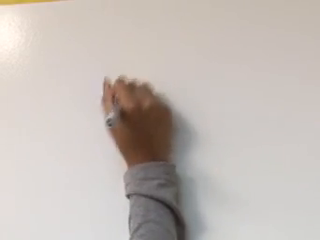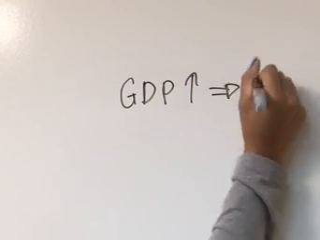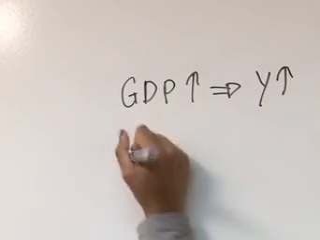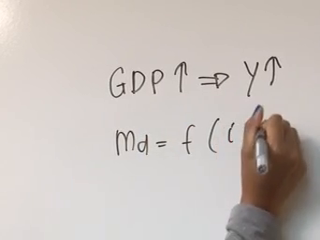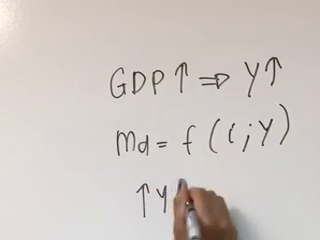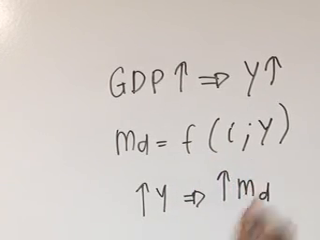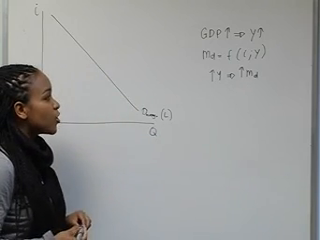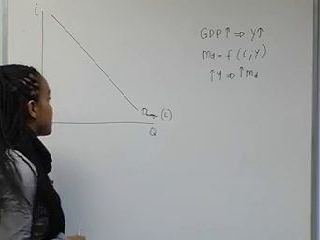So an increase in GDP suggests that there's an increase in the income in the economy. And money demand is a function of the interest rate and income. So an increase in the income means that there's an increase in the money demand. And an increase in the money demand means that the demand for money curve will shift to the right.